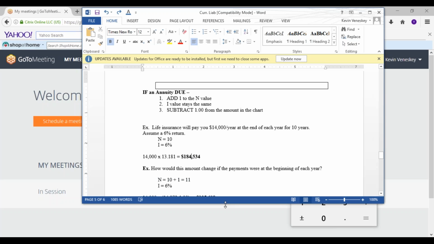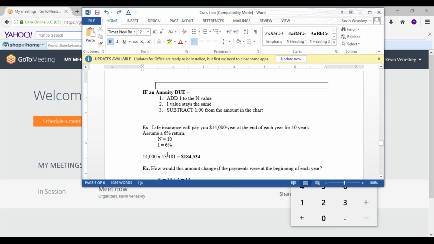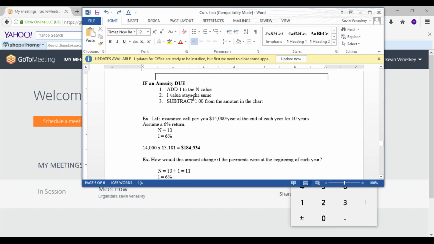So the second question I asked then is, how does any of this change if the only thing that differed is, instead of getting paid at the end of the year, I'm now paid at the beginning of the year? Well, in that case, we have an annuity due. So we're going to add 1 to our N. I, remember, stays the same.